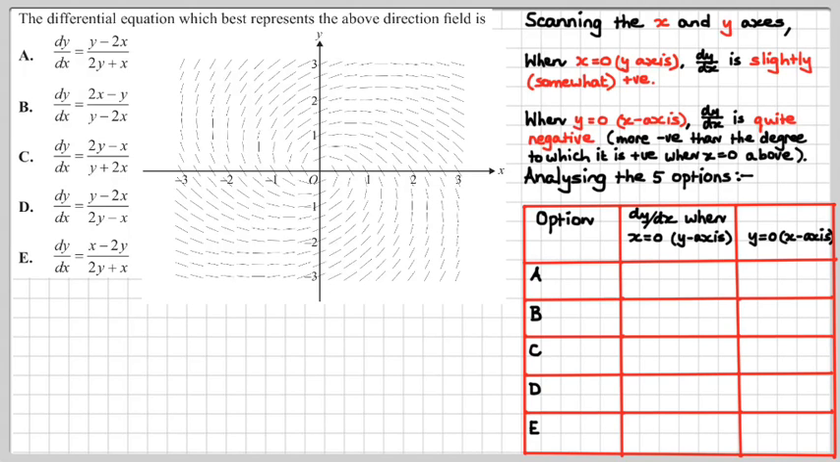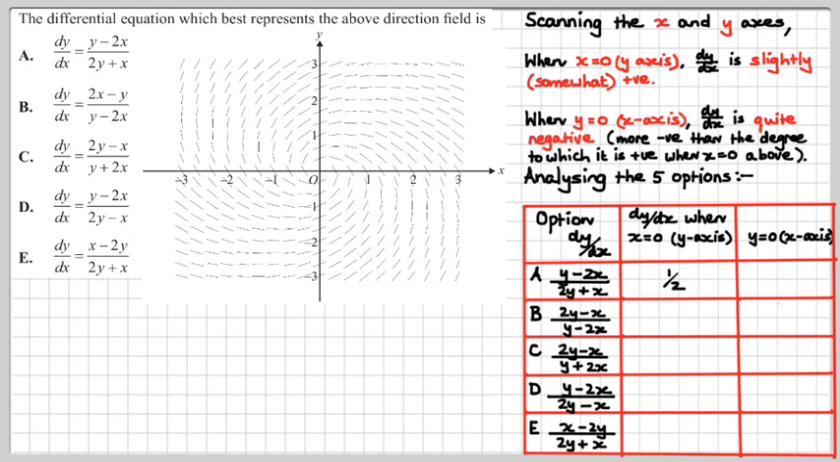So if we analyse the 5 options, look at this fancy looking table. What do we got here? Option A, B, C, D, E. Now, dy/dx when x is naught, that's the y-axis, and dy/dx when y is naught, that's the x-axis, right? Now, there's all our ducks in a row. Now, if we look at A, when x is naught, that's a nothing, so it's just y over 2y, which just gets us a half, okay? And you can do the same thing analysing B, C, D, and E. I'll just do that quickly. If you like, you can pause the video and just make sure you agree with me.